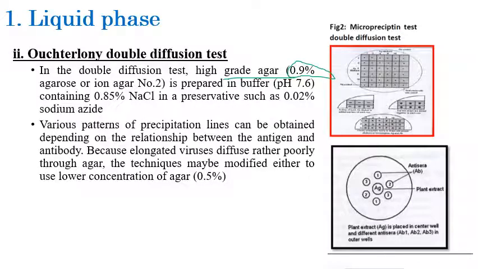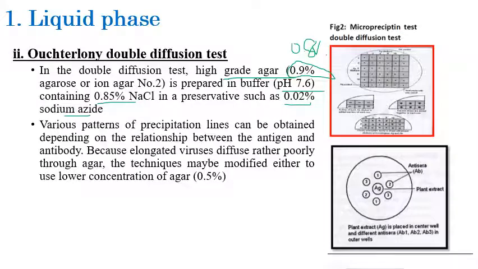Actually, the bacteriological agar that we normally use is at a concentration of 0.8%. Here the high grade agar can be used, that is, 0.9% agarose, or Ionagar number 2. This is a high quality agar, and it is prepared in a buffer with a pH of 7.6, also containing 0.8% sodium chloride, which acts as a preparative buffer. A preservative can also be added, that is 0.02% sodium azide.